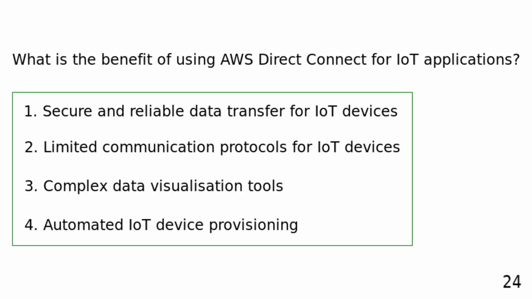What is the benefit of using AWS Direct Connect for IoT applications? Secure and reliable data transfer for IoT devices. Limited communication protocols for IoT devices. Complex data visualization tools. Automated IoT device provisioning.